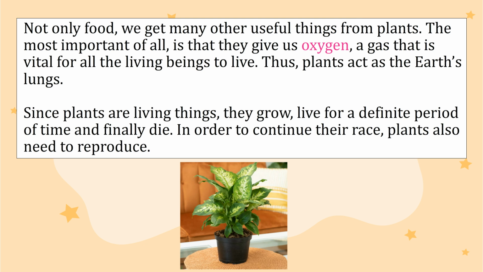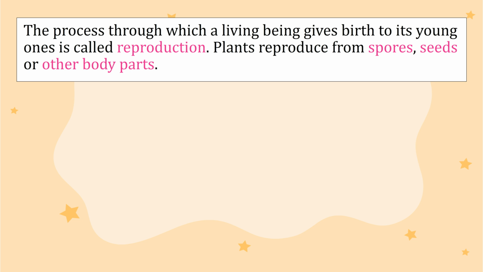Since plants are living things, they grow, live for a definite period of time and finally die. In order to continue their race, plants also need to reproduce. The process through which a living being gives birth to its young ones is called reproduction. Plants reproduce from spores, seeds or other body parts.